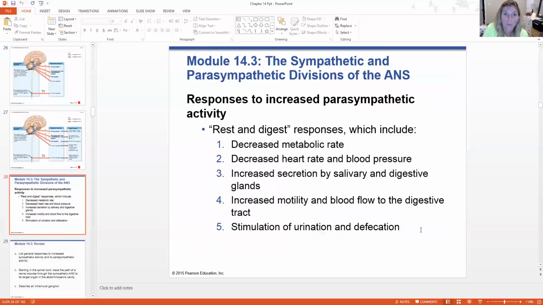Let's talk about some responses to parasympathetic activity. This is rest and digest: decreased metabolic rate, decreased heart rate and blood pressure, increased secretion of salivary and digestive juices, increased motility of the digestive tract, and stimulation of urination and defecation.